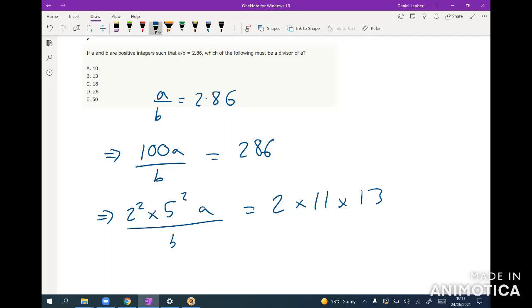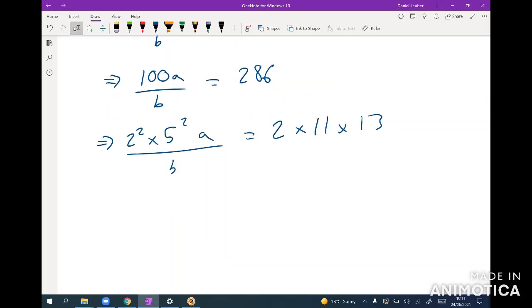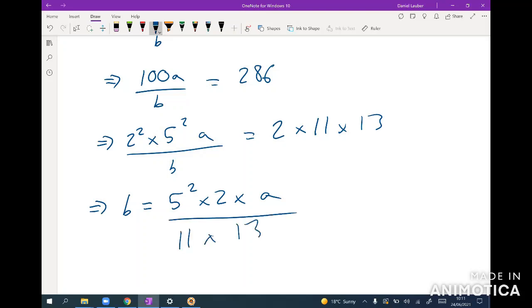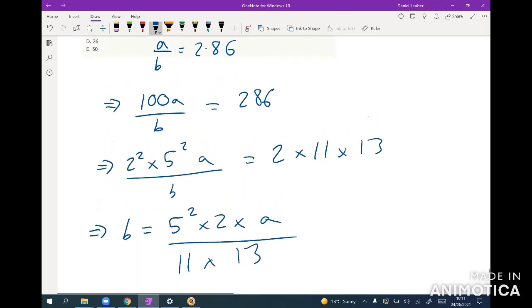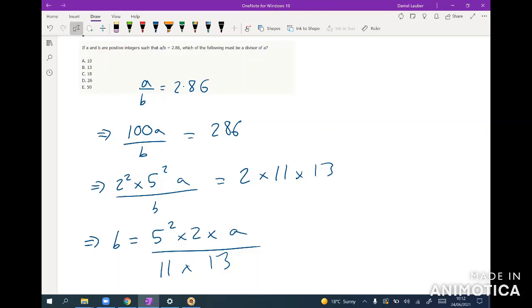Which of the following must be a divisor of A? And so now we can rearrange this, because we know that B is an integer, so let's rearrange for B. We've got that B is equal to 5 squared times 2 times A over 11 times 13. And since B is an integer, both 11 and 13 must be a divisor of A, and so 13 is. And so the answer is B.